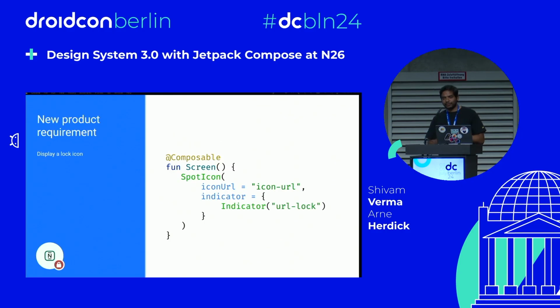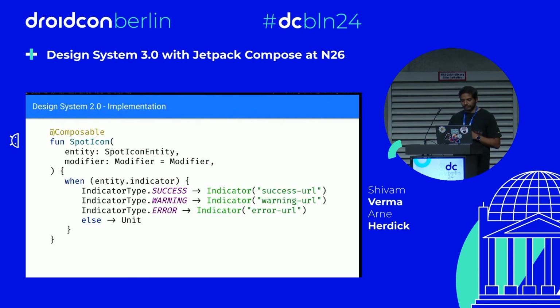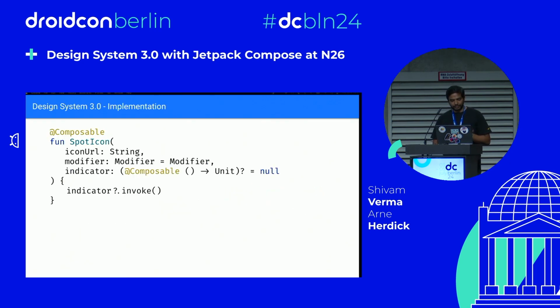Now, if we go back and think of this new product requirement, with the slots approach, what would happen is that whenever you want to put a new icon, you would just provide a new indicator with a new URL, all right? So completely opening up the possibilities. The implementation in V2 that looks something like this would go to this, where you just invoke the indicator inside of the spot icon. Obviously, you're laying out, and I'm skipping those details here, but this is the gist of it.